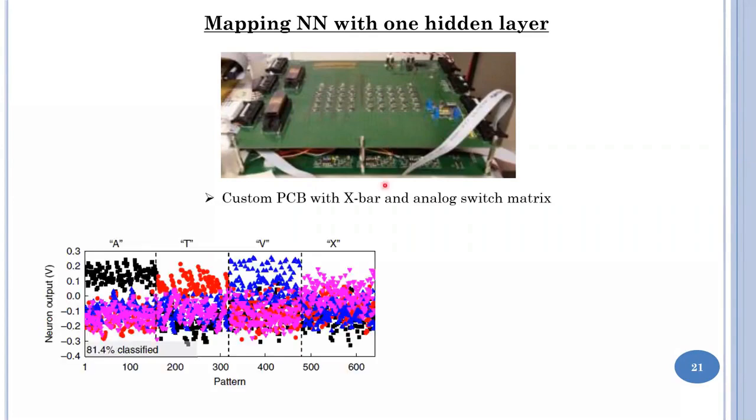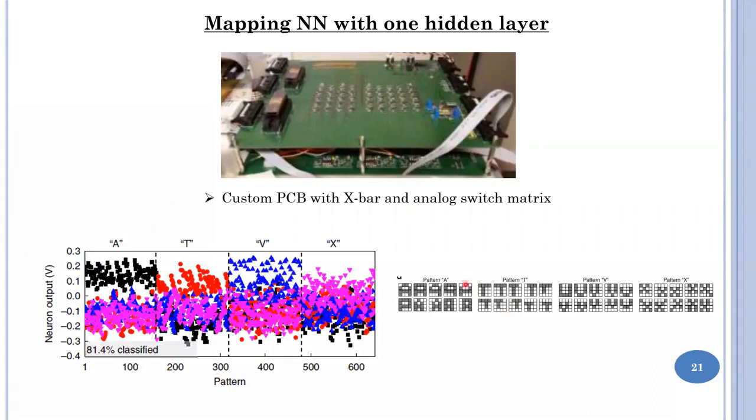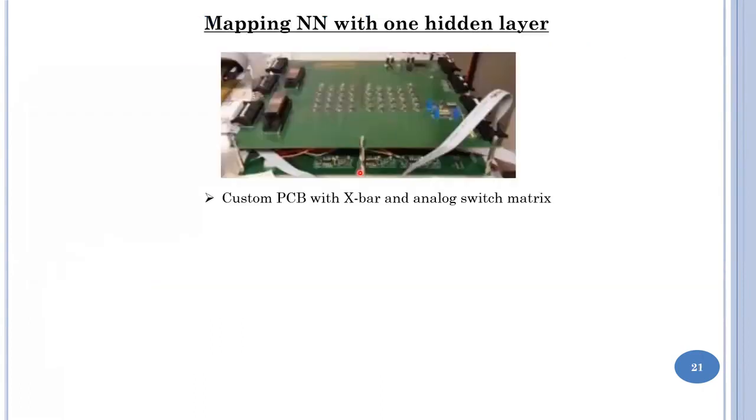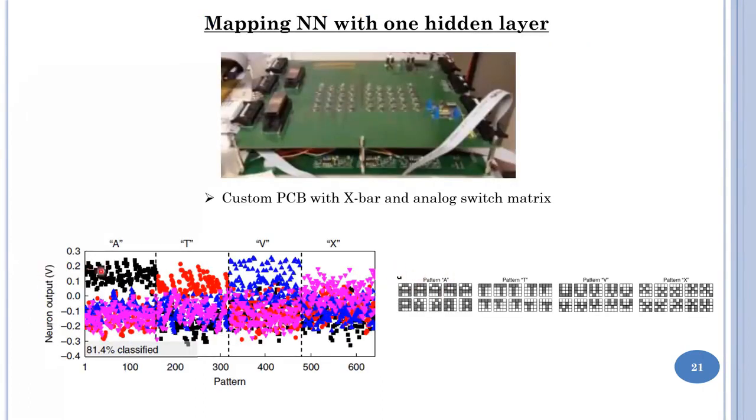So if you look at what is happening over here, if you apply any input corresponding to this pattern A, you'll see that the current through the first neuron is the highest. So here also you have this first neuron, which represents your class A. The second neuron represents your class T. The third neuron represents class V. And the fourth neuron represents your class X. So you apply anything from class A, your first neuron is giving you the highest output. You apply anything from pattern T, your second neuron is giving you the highest output. You apply anything from pattern V, your third neuron is giving you the highest output.